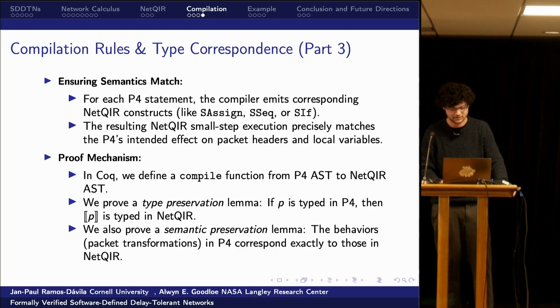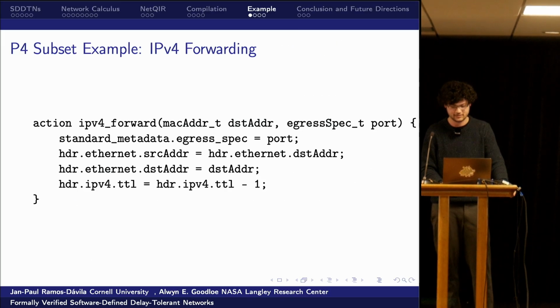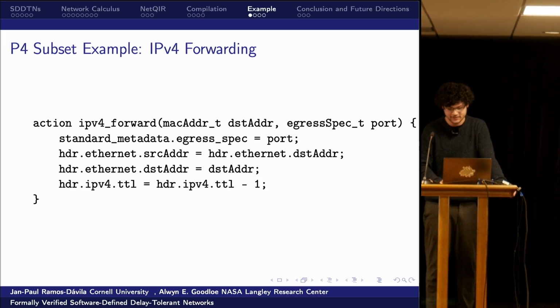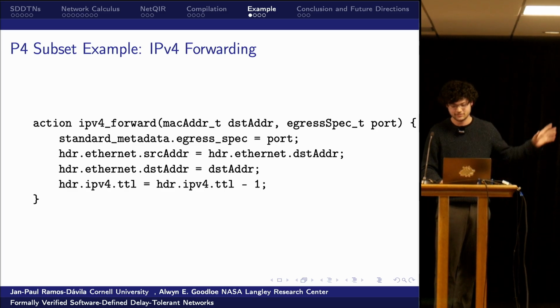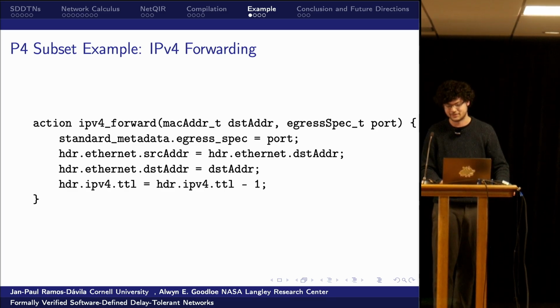Then we also have some proof mechanisms, but for the sake of time, I'll skip that now and just go to the example here. So this is an example from the original P4 code. I just cut it and then modified it a bit for it to make sense in my subset of P4.